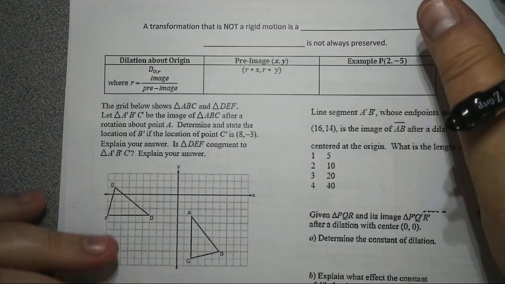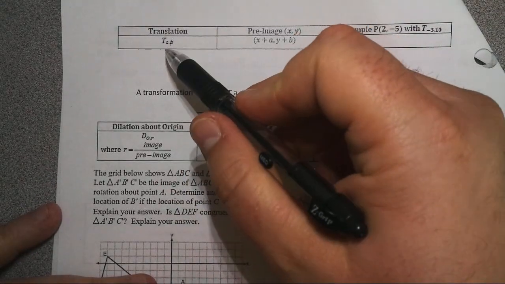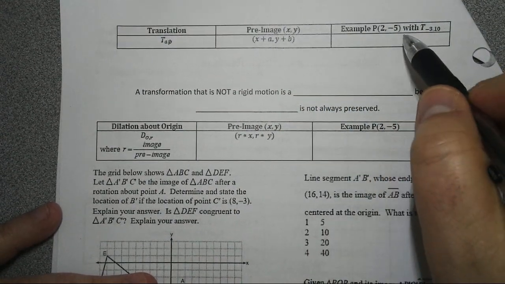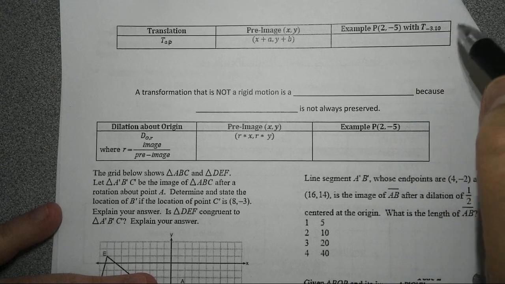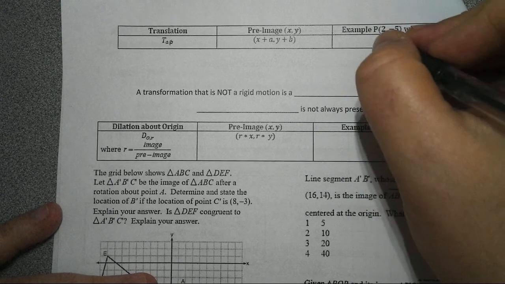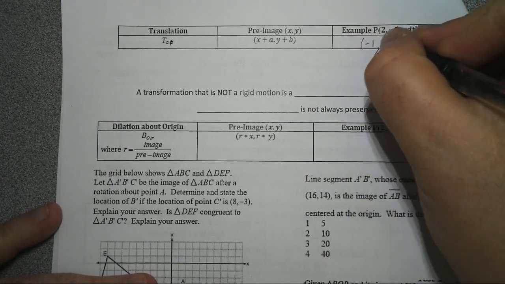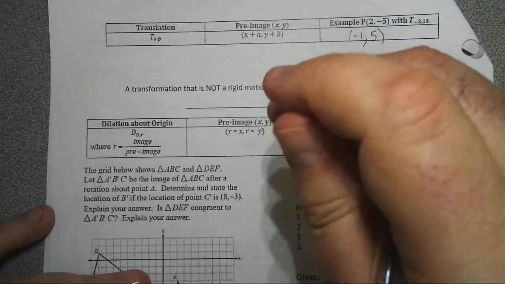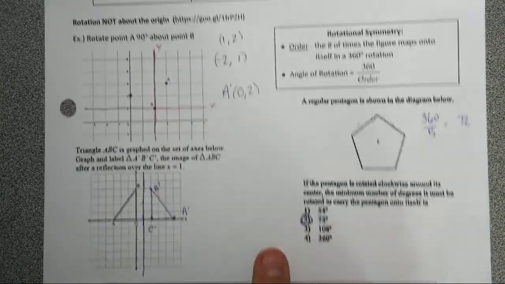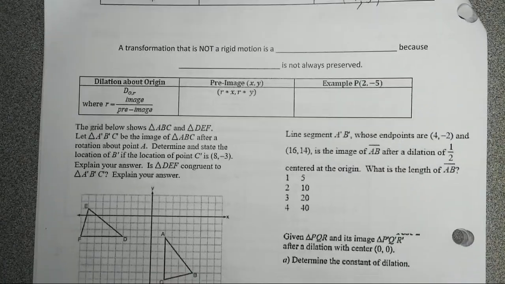All right. Translation. Remember, you're just adding. You're taking the two numbers here and adding them on to x and y. So the point 2, -5, with a translation of -3, 10 is going to be 2 plus -3, which is -1, and -5 plus 10, which is +5. Also, be careful. When they do the reflections, and especially the rotations, you've got to make sure you identify the center. We'll get to that a little bit later.